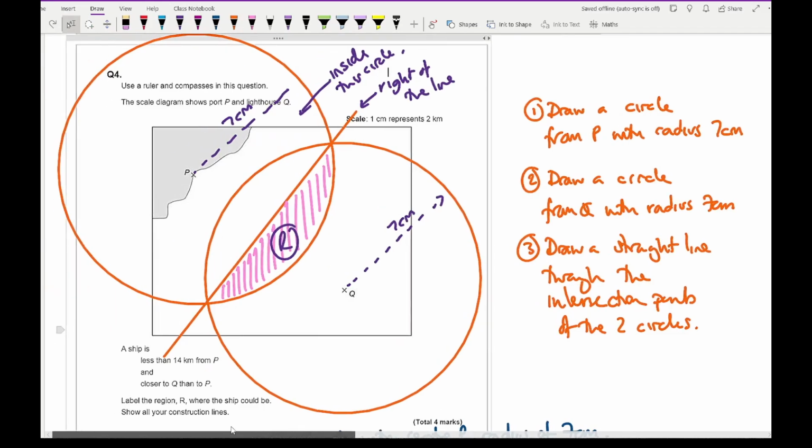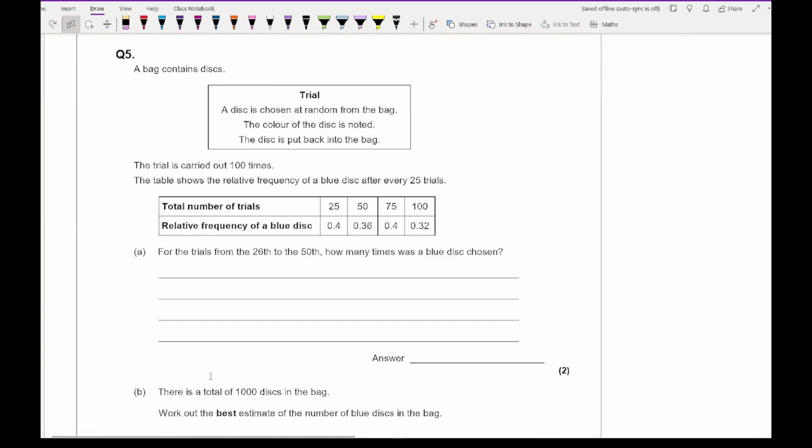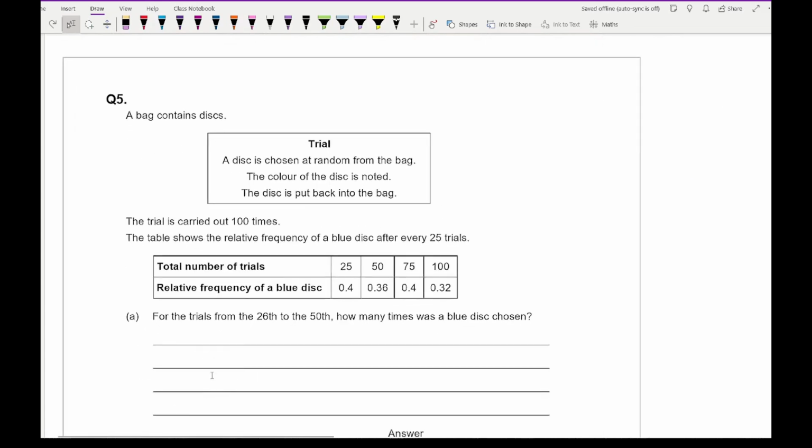So then moving on to our next question, let's just zoom in so we can see it on the screen a little bit clearer. It says the bag contains discs, and the trial is a disc is chosen at random from a bag, the colour of the disc is noted, the disc is put back in the bag. The trial is carried out 100 times. The table shows the relative frequency of the blue disc after every 25 trials. And for part A, it says for every trial from the 26th to the 50th, how many times is the blue disc chosen?